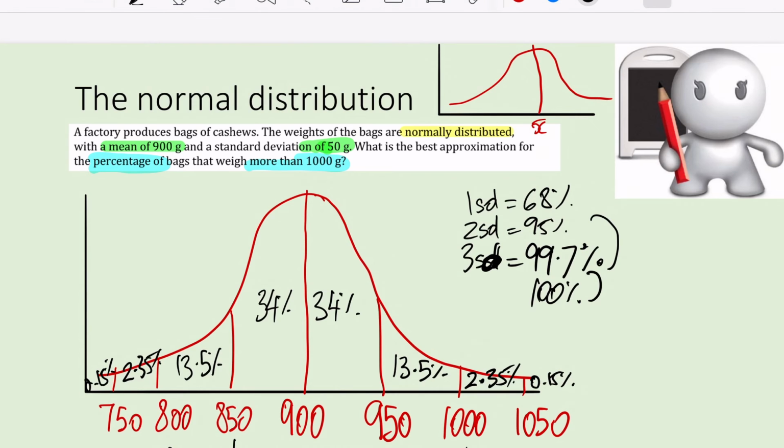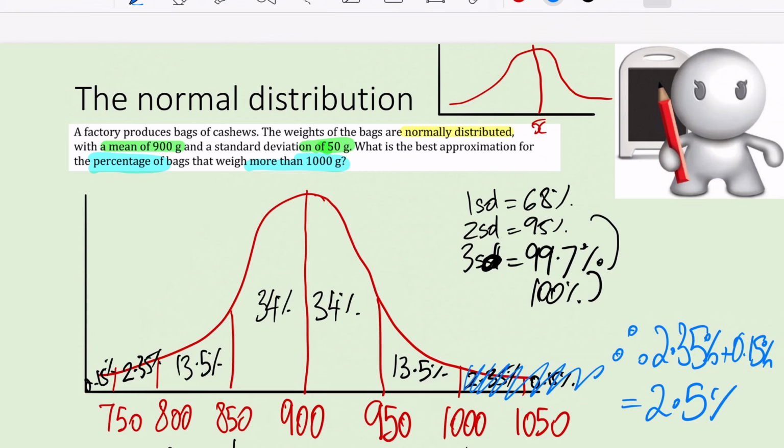Now, this question is asking us what percentage of scores lie more than 1,000 grams. So what percentage of bags have more than 1,000 grams? Well, more than 1,000 is this area over here, which of course is 2.35% plus 0.15%, which is obviously 2.5%. And that's your answer there.